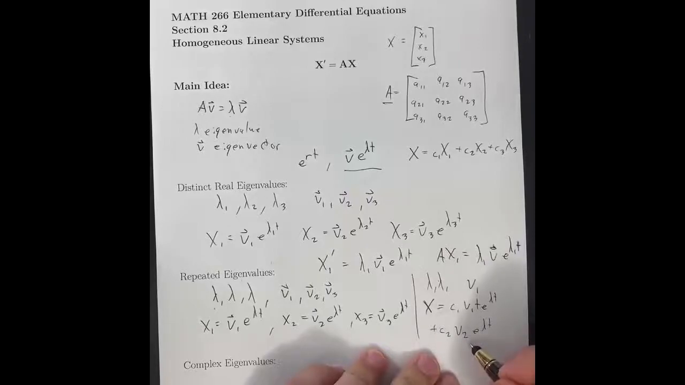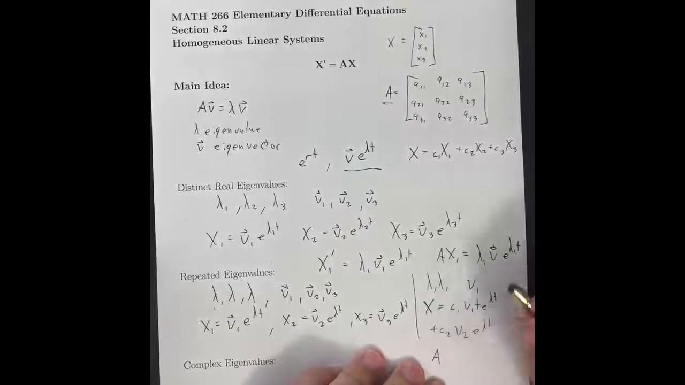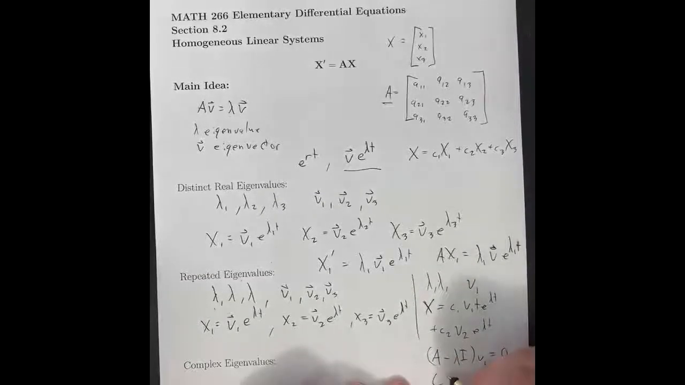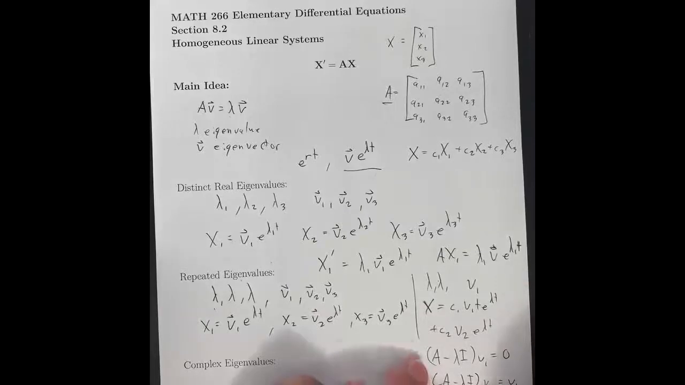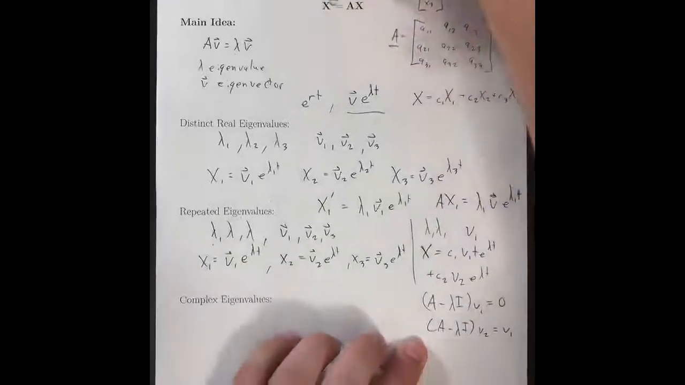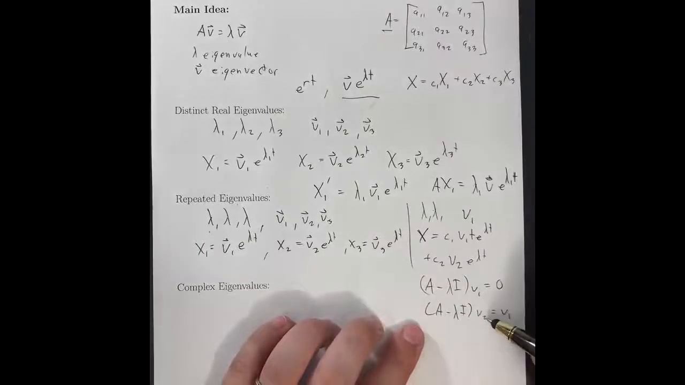How do we find this v2? We can't find another eigenvector. The v2 solves a separate equation. Before, to find v1, we solved (A minus lambda I) v1 equals 0. To find v2, you solve this equation: (A minus lambda I) v2 equals v1. Once you find v1, you move it to the right-hand side and solve the equation again. Once you solve it, you get v2, and that becomes the second part of your solution.